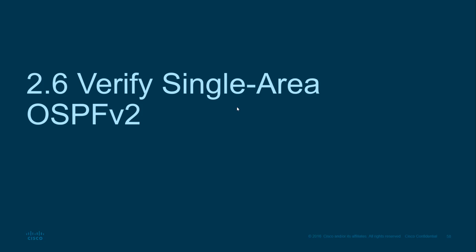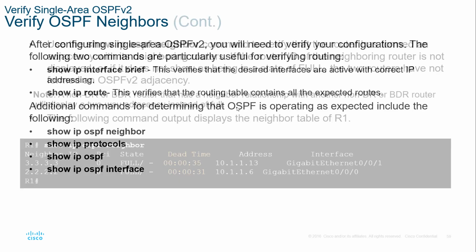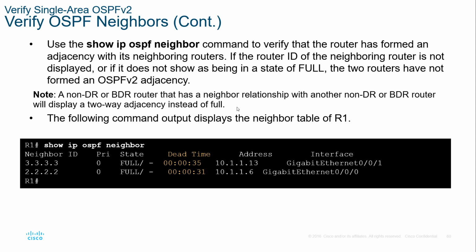2.6 is about verifying single area OSPFv2 and a review of those show commands. Again, show ip ospf, show ip ospf neighbor, show ip protocols, and show ip ospf interface. These will all give us very specific information that we need to understand when we're looking at and troubleshooting OSPF. So again, show ip ospf neighbor will verify the router has formed adjacencies, and it will give us our router IDs, our states, our dead times, and our addresses. And if we have priority set, it would give us those as well.